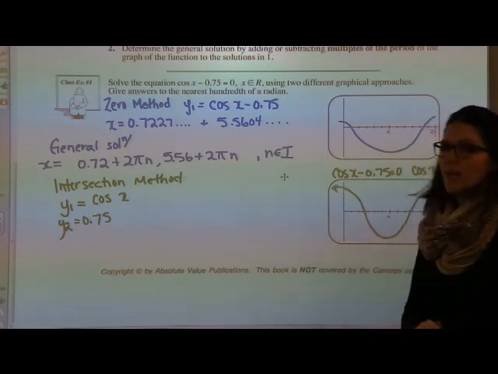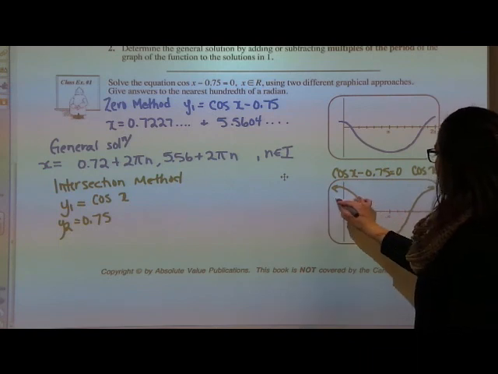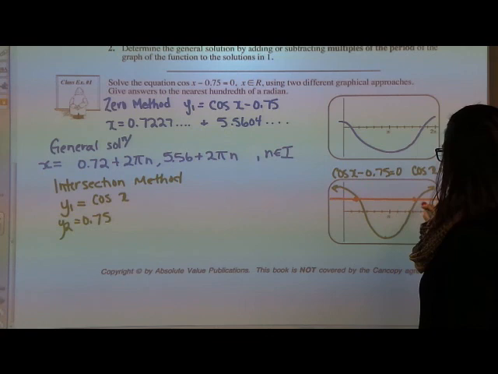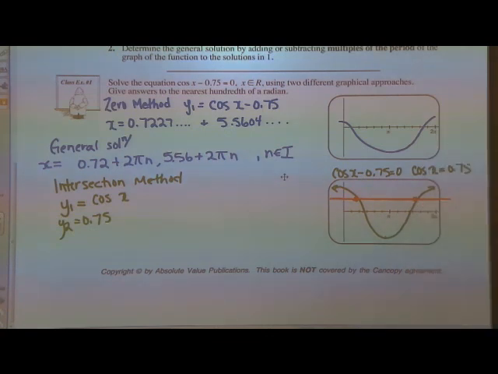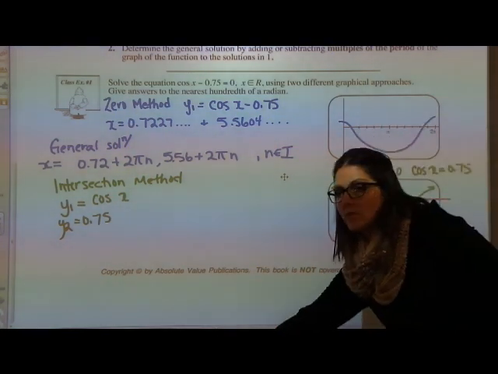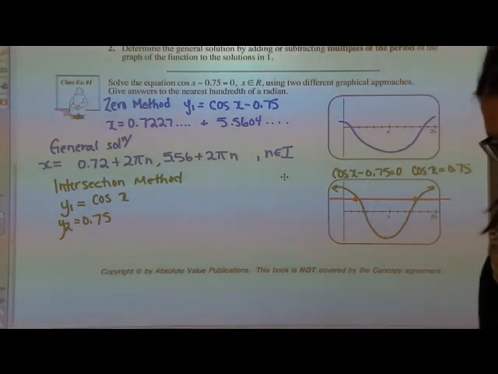So there would be my cos x graph. And then my 0.75 would look something like this. And I would be looking for these two intersection points. And what do you think those two intersection points would be? 0.72 and 5.56. They'd be the same thing as they were before. It's just doing this another way. So I'm not going to go into a lot more detail on that one. So that's looking at this graphically.